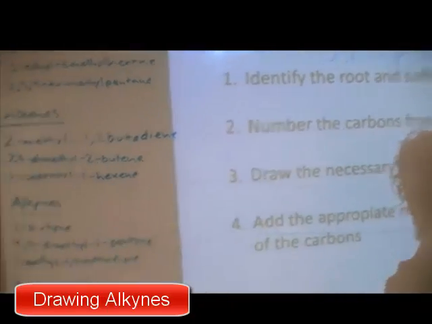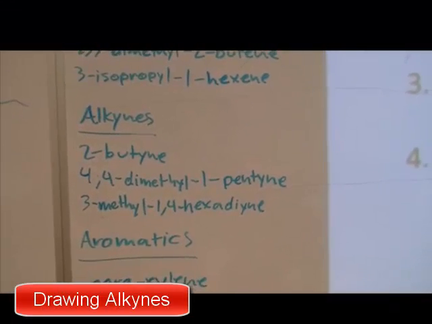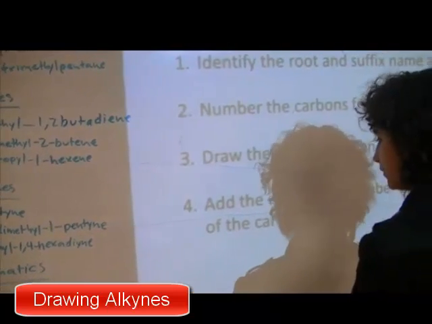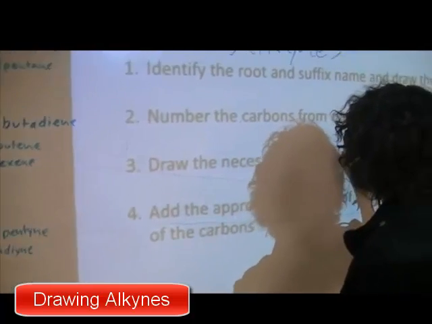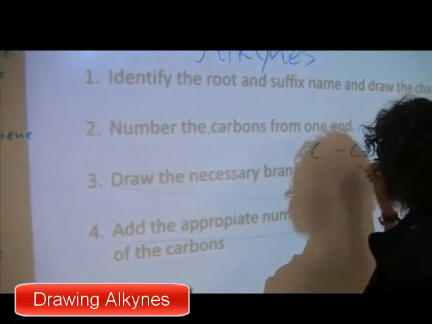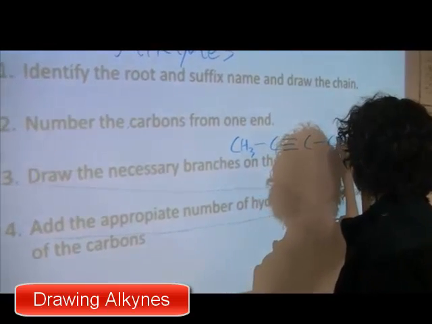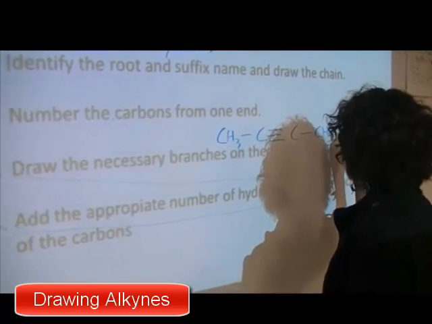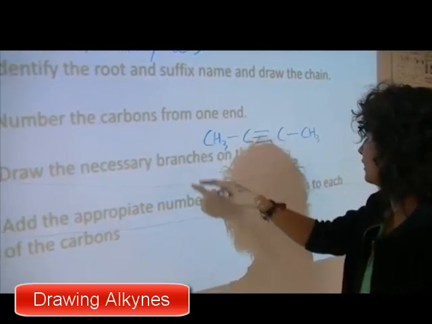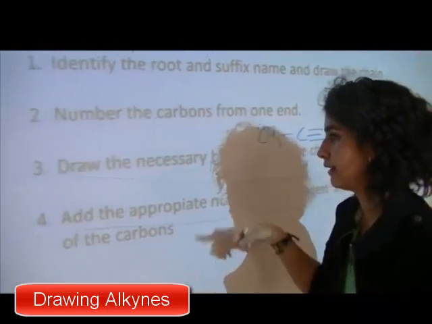Okay, so the first one is easy, 2-butyne. It's a carbon chain of 4 hydrocarbons and a triple bond in the bond number 2. So it would be like this. C, 1, 2, 3, CH3, CH3. So the parent chain is this one, and here is the triple bond in the place number 2.